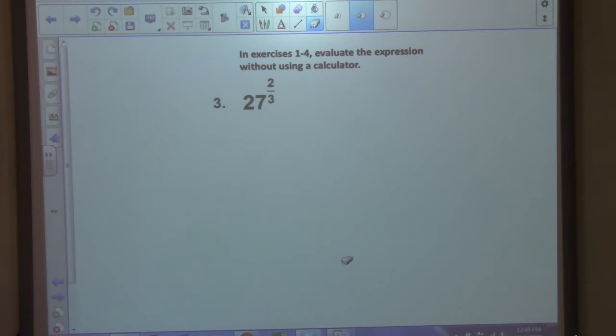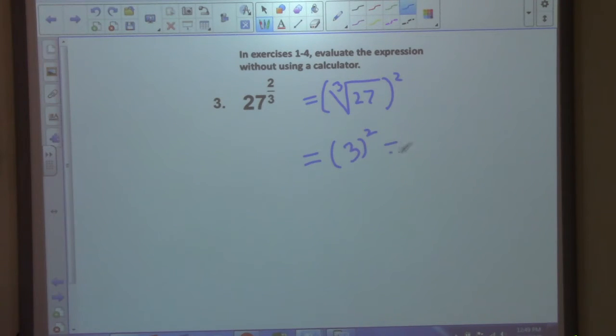It's going to be the cube root of 27 squared. Will is saying that this is equal to the cube root of 27, and you square that, right? Okay, it's not fully simplified, right? So what's going to be the cube root of 27? 3. So it's equal to 3 squared, which equals 9. Okay, I want to give Will credit for bringing us to this one.